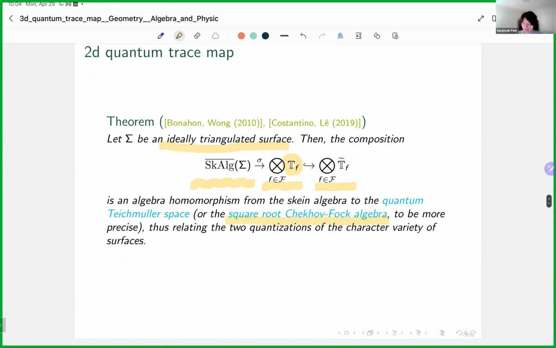It's going to take much longer to explain what quantum Teichmüller space or the Chekhov-Fock algebras are, so I didn't plan to talk about it in detail. But basically, there are two well-known quantizations of character varieties of surfaces. One is the skein algebra of the surface. There's also another one that I didn't explain, which is quantum Teichmüller space, which has coordinate charts, each depending on a choice of triangulation. In each chart, it looks like a quantum torus called the Chekhov-Fock algebra. So this composition is a map that relates the skein algebra of the surface and the quantum Teichmüller space. This was the map constructed by Bonahon and Wang in their work.